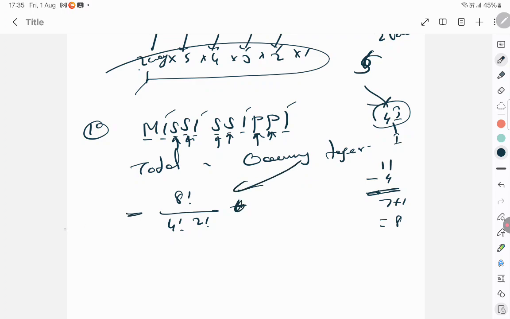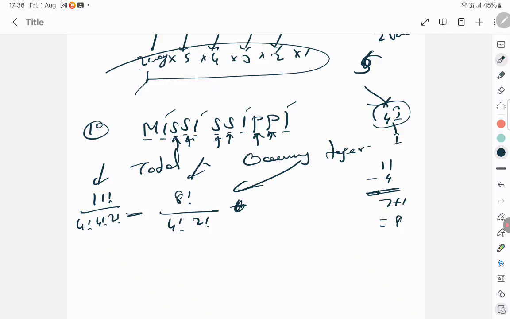The total will be, how many letter words did I say? 11 factorial divided by the repeated letters: S is occurring 4 times, I is occurring 4 times, P is occurring 2 times. This is the total permutation, and this is occurring together. Both of these have to be subtracted and the answer has to be written.